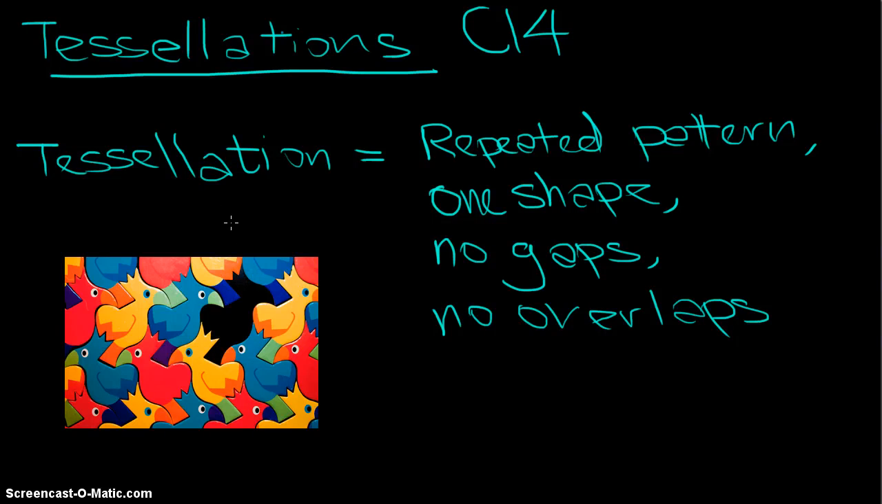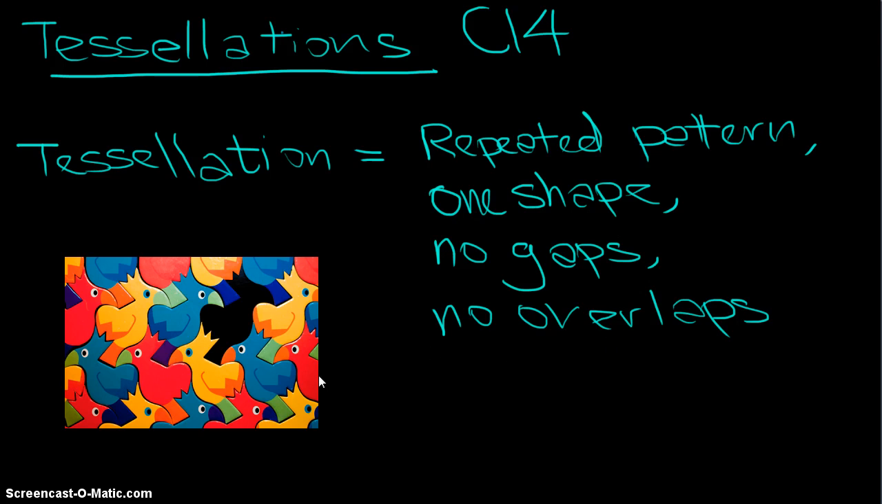Okay, for this chapter, tessellations, first and foremost, you have to know what a tessellation is. A tessellation is actually a repeated pattern, as you can see here, with one shape, no gaps, and no overlaps.